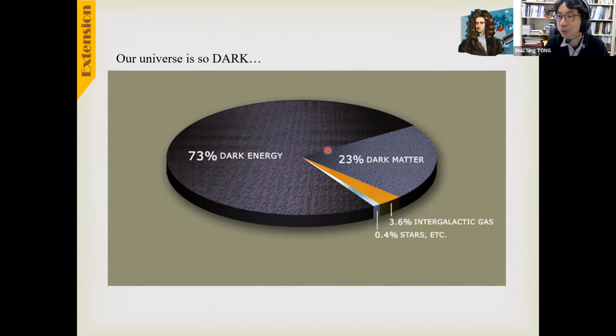So our universe is so dark. 96% of the stuff we cannot see. We only can see 4% of the stuff, including ourselves. So it's quite ironic. And other questions?